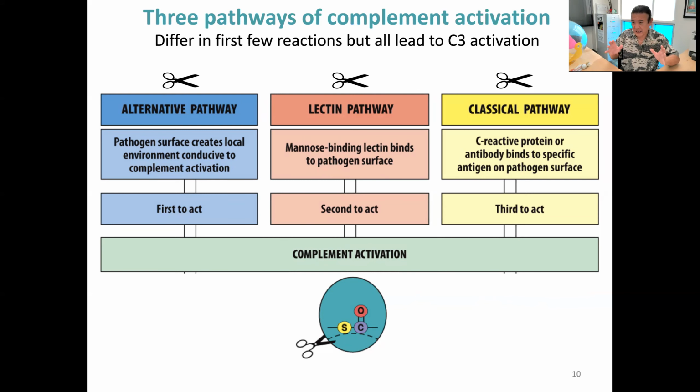The lectin pathway depends upon certain sugar groups that are present on the surfaces of bacteria. All right, so the surfaces of the bacteria have all kinds of things on them. I already mentioned lipopolysaccharides, and lipopolysaccharide, right? That's an example of a type of sugar structure.